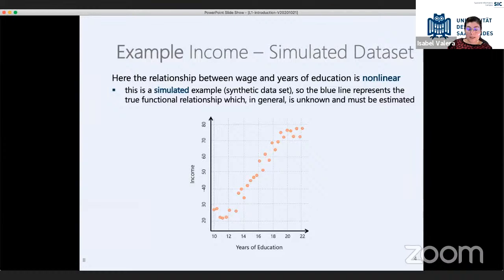Right? So it seems that there is an area where there is almost a linear relationship. The higher your education level, the higher your income, your salary, is going to be. But there is a point at which it doesn't seem to matter too much how much you study. Your salary doesn't increase linearly anymore.